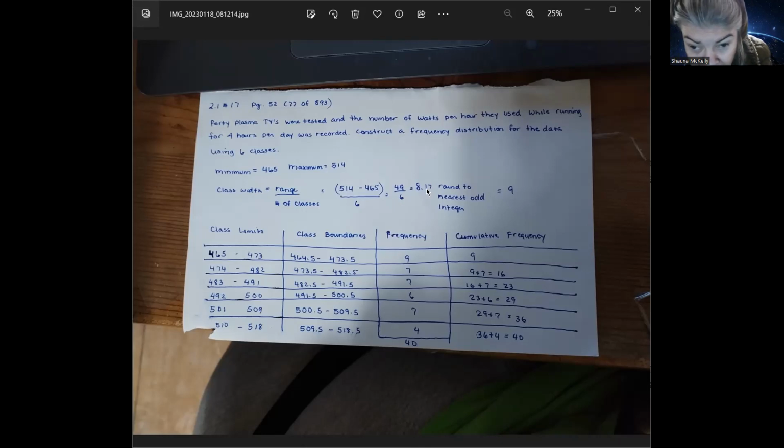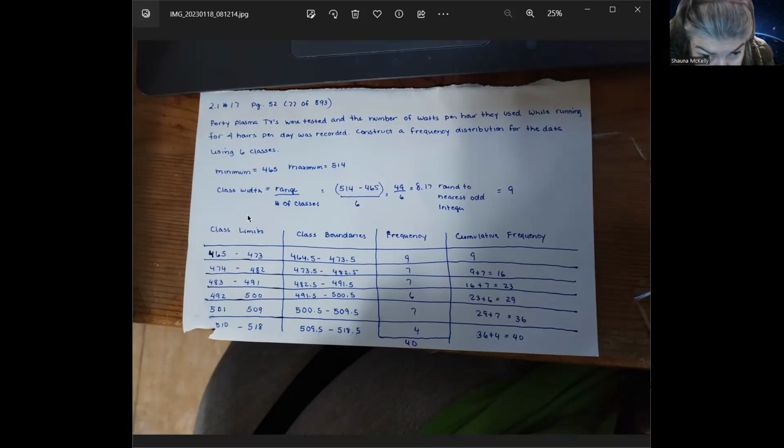If we round that, we remember we want to round this always to an odd number so that the midpoints come out as whole numbers. That's a little bit beyond the scope of this section, but you'll see in later sections why that becomes more convenient. So we round this to 9 here.